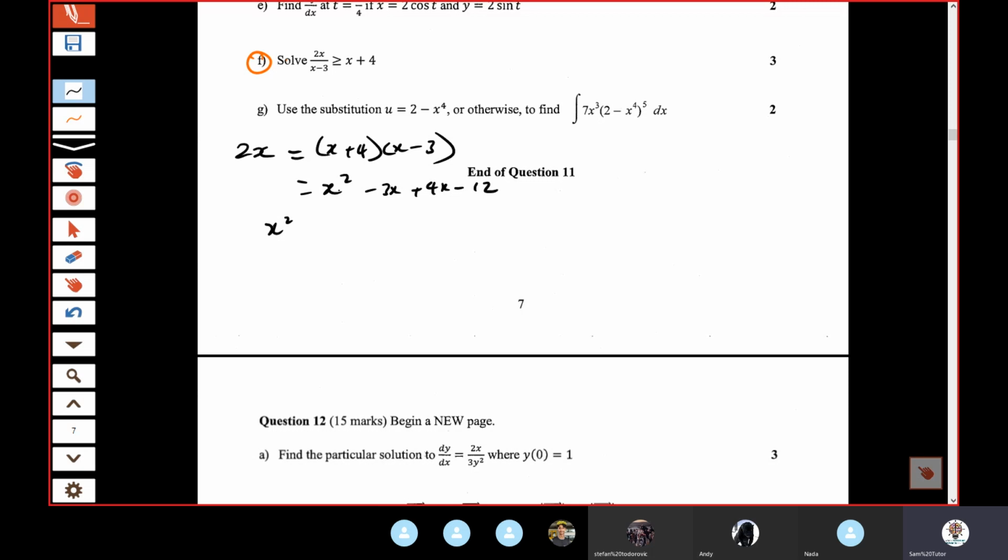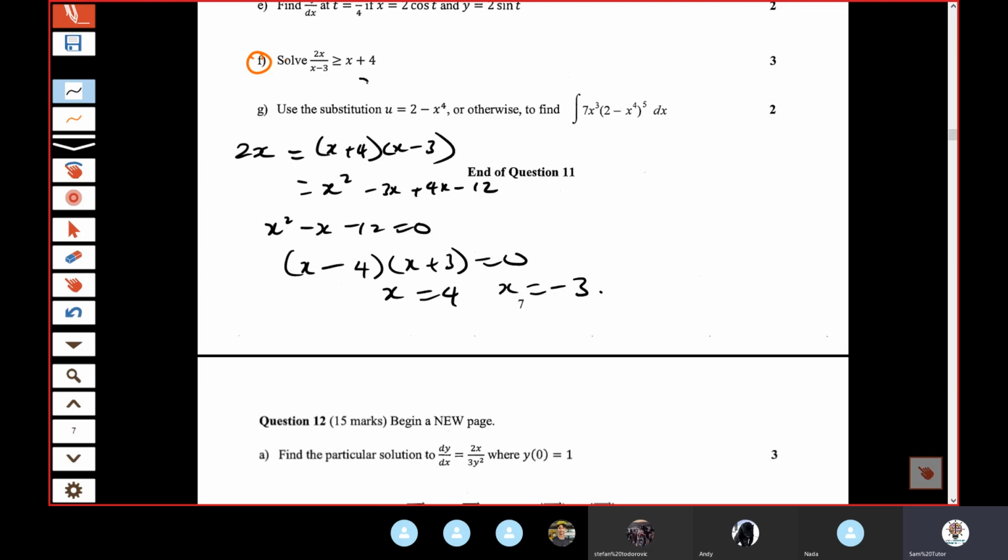1 minus 2 is minus 1. Minus 12 equals 0. And then you get -1. Okay, and then you do end up with x minus 4 and x plus 3 equals 0. So x equals 4 and x equals negative 3.